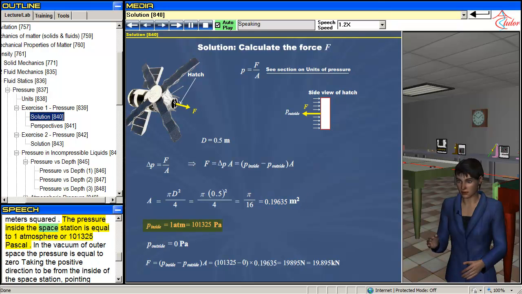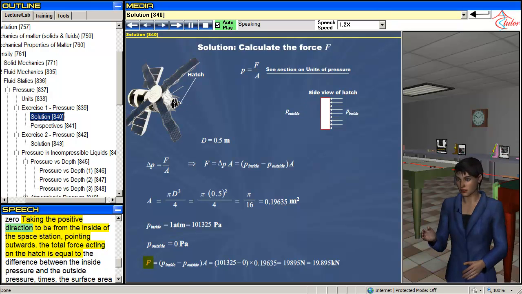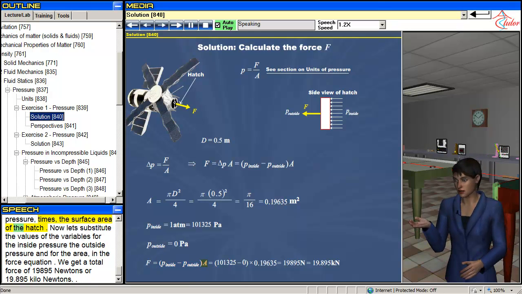The pressure inside the space station is equal to 1 atmosphere or 101,325 Pascal. In the vacuum of outer space the pressure is equal to 0, taking the positive direction to be from the inside of the space station, pointing outwards. The total force acting on the hatch is equal to the difference between the inside pressure and the outside pressure times the surface area of the hatch.